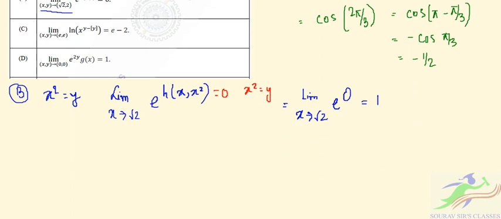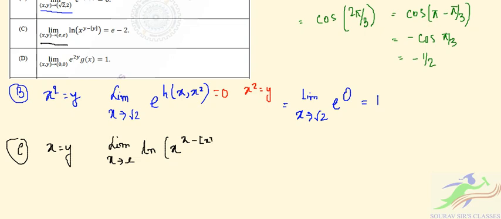Finally we will check this one. See, option C is there. So the limit of (x, y) is (e, e), so we can write x equal to y. So the limit as x tends to e of ln x minus the box function of x. Okay, so just put the value of x tends to e: e minus the box function of e.